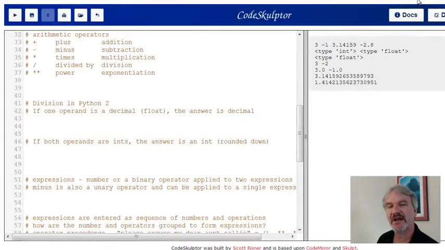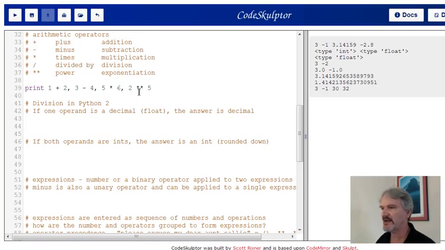All right, we've talked about numbers in Python. Let's talk about the arithmetic operators that you have available to do computations in Python. Here's a list of some of the basic arithmetic operators. We have plus, minus, times, division, power. It's fairly straightforward. We just take two numbers and apply the operator to them. So we could say something like 1 plus 2 or 3 minus 4 or 5 times 6 or 2 to the 5th power. And if we run that, out comes 3, minus 1, 30, and 2 to the 5th is 32.